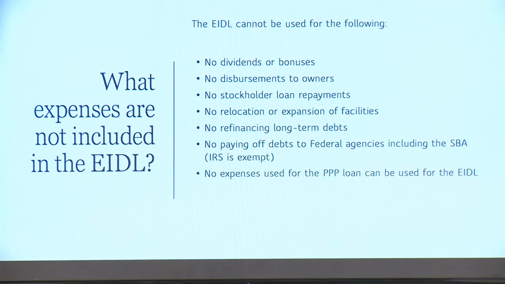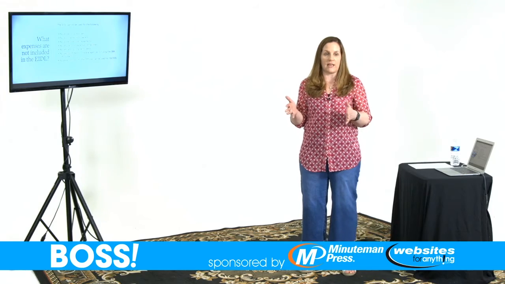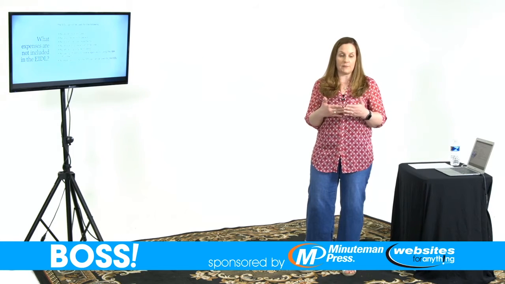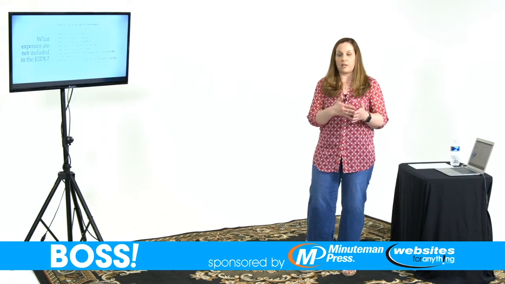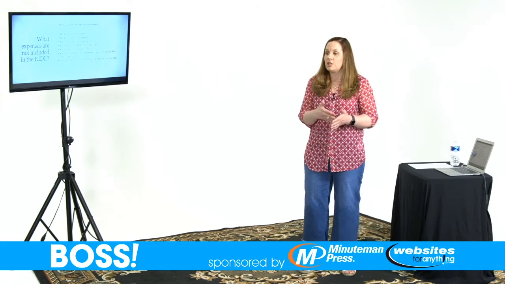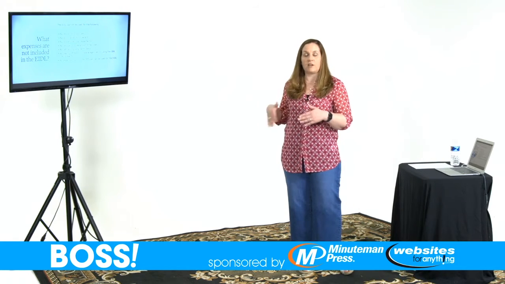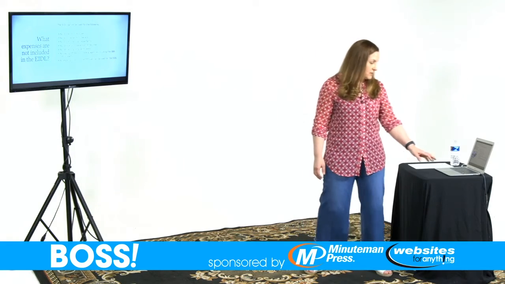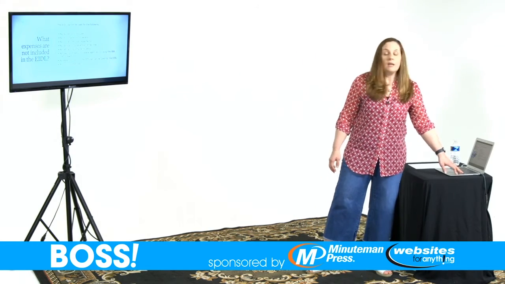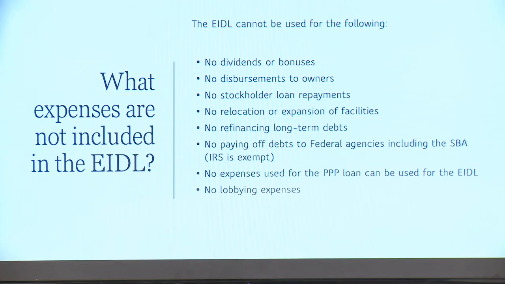So here is the kicker though. No expenses used in the EIDL loan can also be used for the PPP. So you have to split those out. You can't use the same expenses for both. So if you're running payroll costs for 8 weeks with the PPP loan, you can't use those same payroll costs as part of the EIDL loan expenses. And last, you cannot use them to lobby. That is a pretty big one as well.